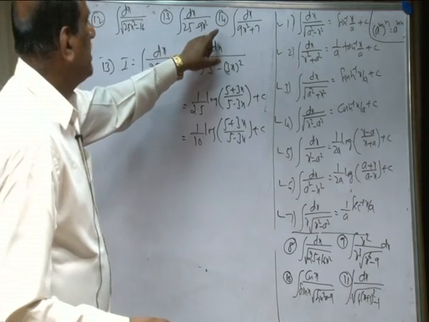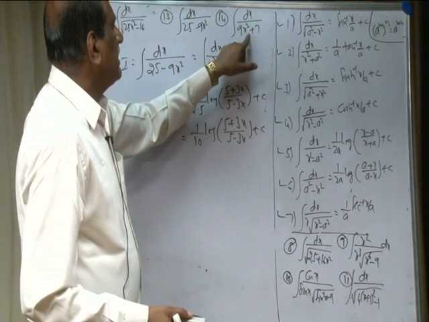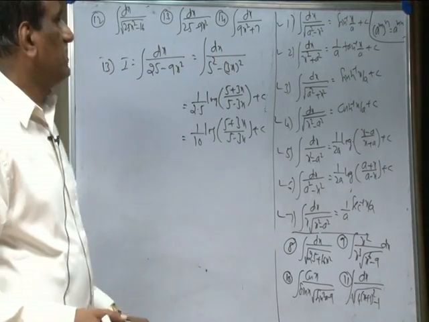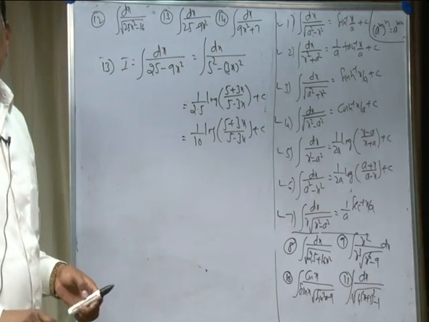So, work out this problem at home: dx by 9x square plus 7, this can be written as 3x whole square plus root 7 whole square.